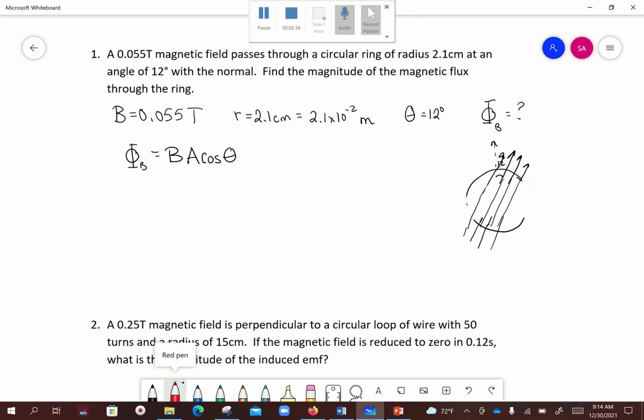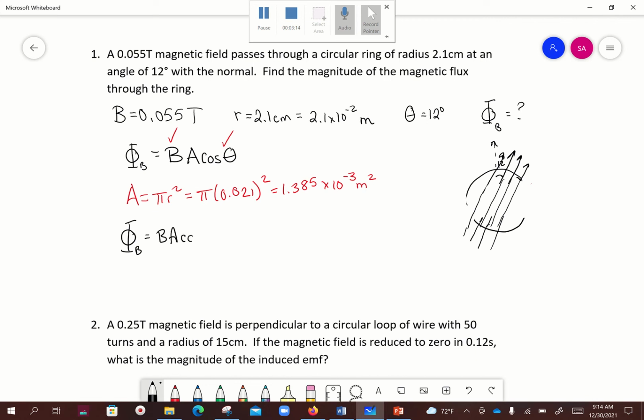All right, so what do we have? We've got B, we've got theta, and we're given the radius, so we can find the area. Remember, area for a circle is pi r squared. So we're going to have to plug that in, pi times 0.021, 2.1 times 10 to the minus 2 squared. And I get a small area, 1.385 times 10 to the minus 3 meters squared. So now I can put that into the equation. So the magnetic flux is B A cos theta.